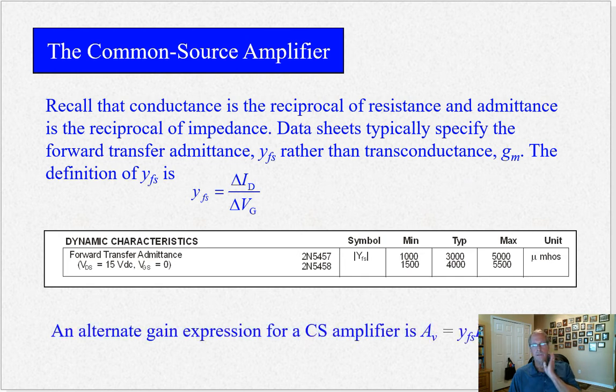There's another expression for the gain here using admittance instead of the transconductance. Same thing, just substitute the admittance. At DC, admittance is the same as conductance, because the capacitive reactance and inductive reactance go away under DC conditions, right?